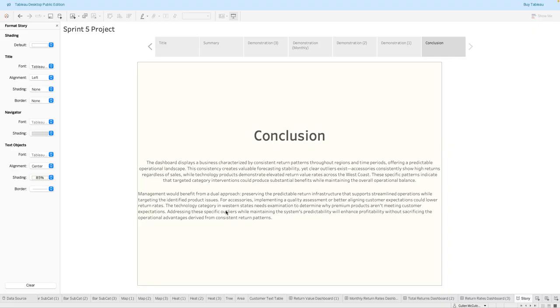Management would benefit from a dual approach, preserving the predictable return infrastructure that supports streamlined operations while targeting the identified product issues. For accessories, implementing a quality assessment or better aligning customer expectations could lower return rates. The technologies category in Western states needs examination to determine why premium products aren't meeting customer expectations. Addressing these specific outliers while maintaining the system's predictability will enhance profitability without sacrificing the operational advantages derived from consistent return patterns.